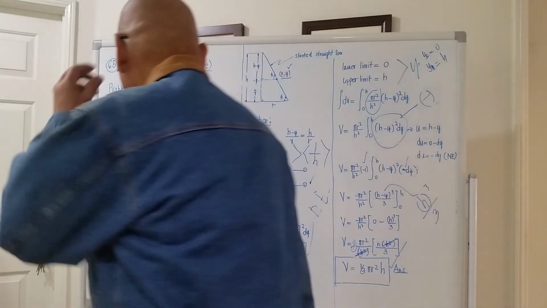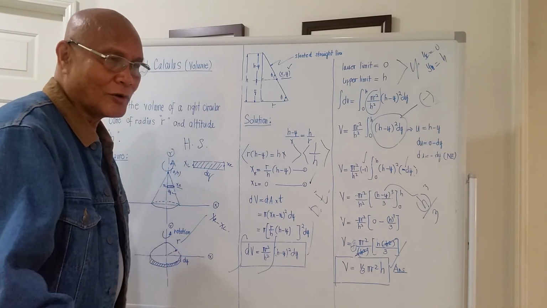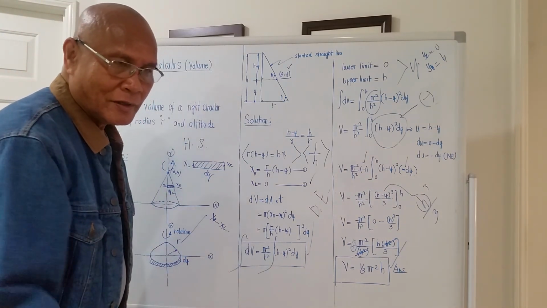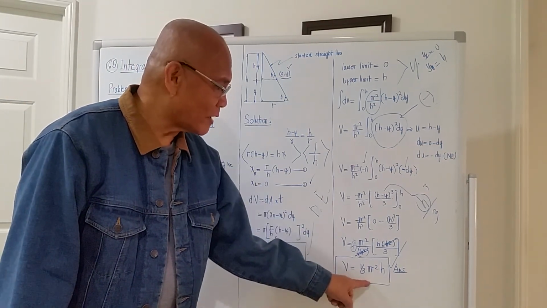Okay, that's the complete derivation of the formula for the volume of a right circular cone in terms of the radius r and h. It is 1/3 pi r square h.